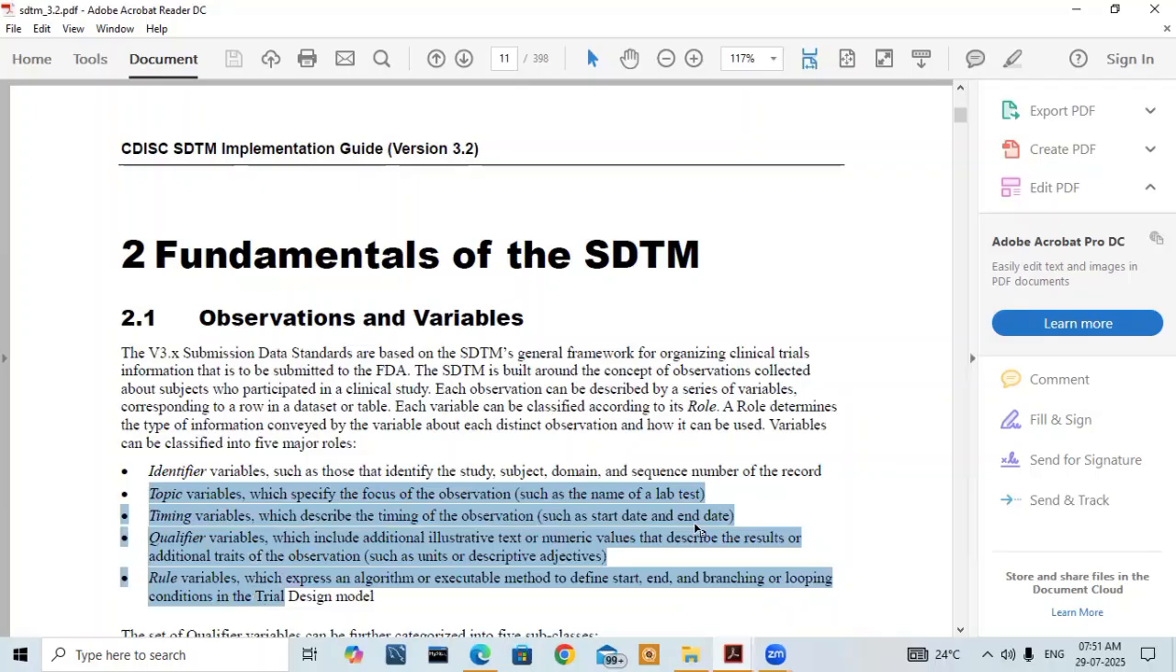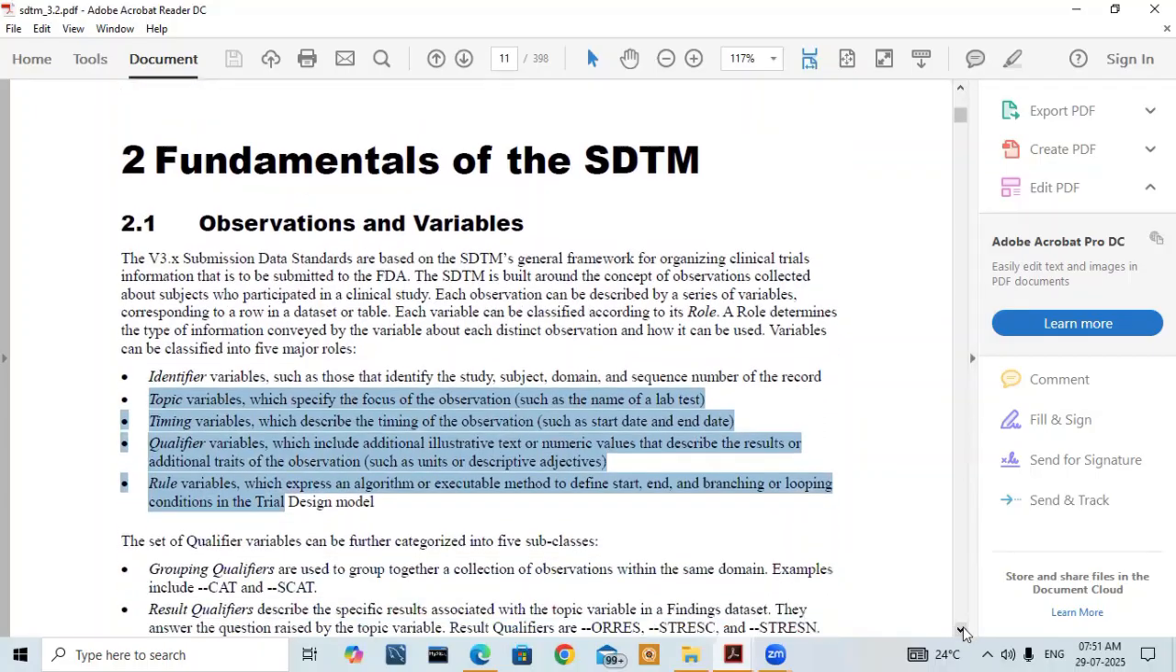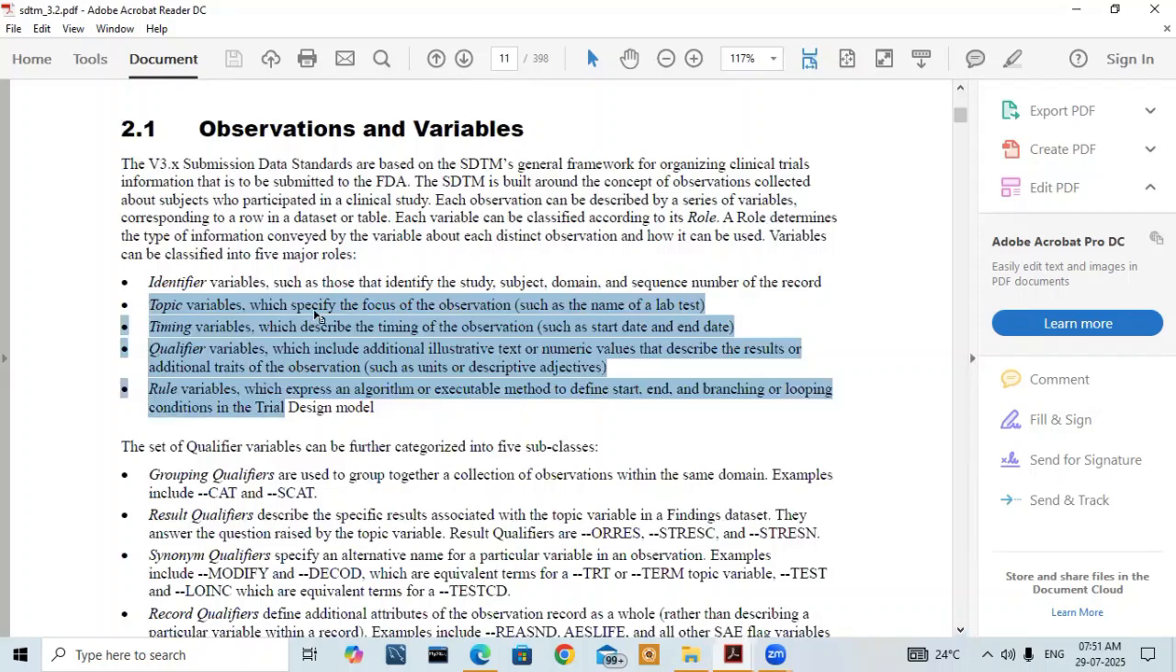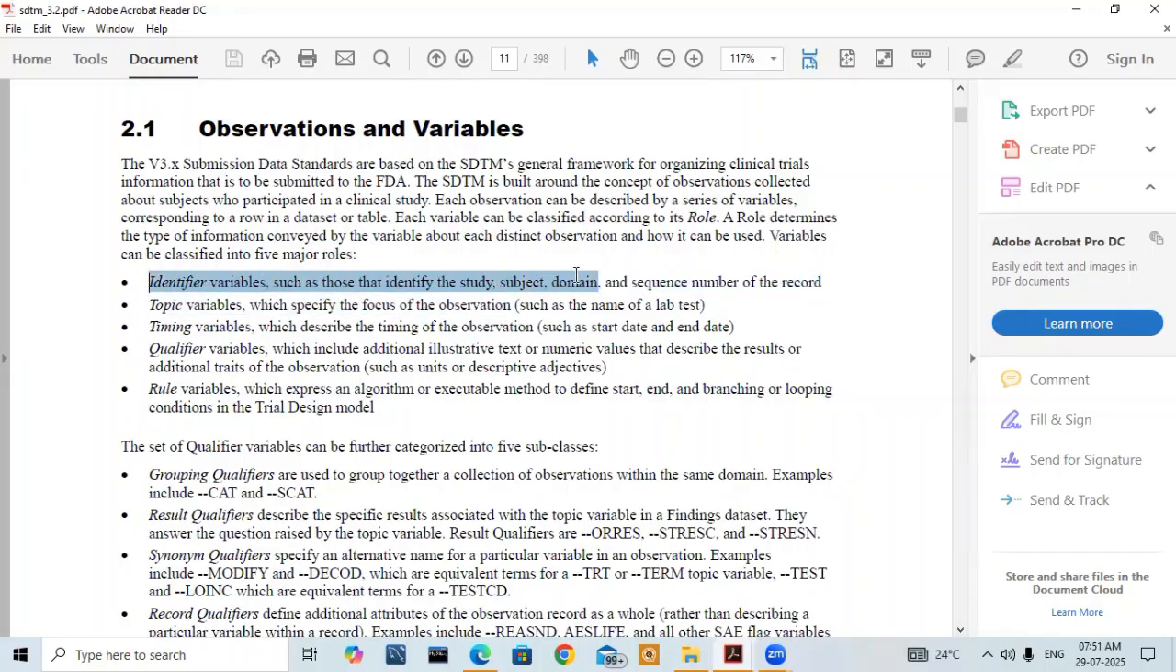We will see one by one what these variables are. First, we have the ID variables. ID variables are for identifying the study, subject, or domain. These are used to identify.